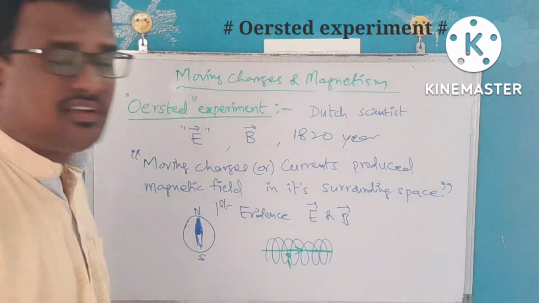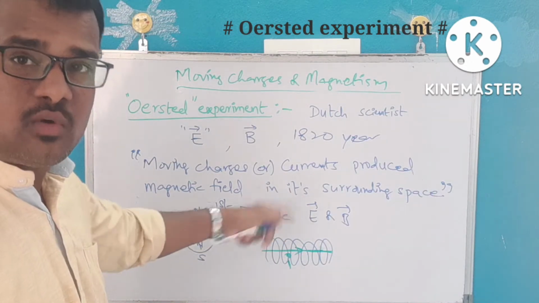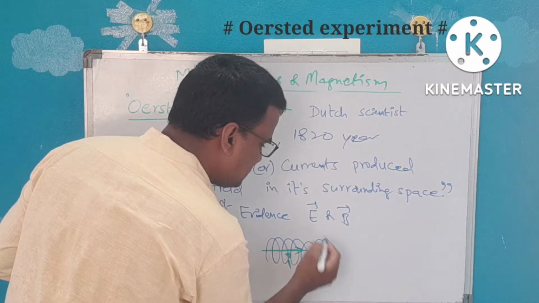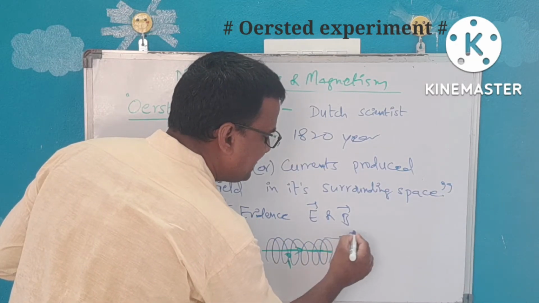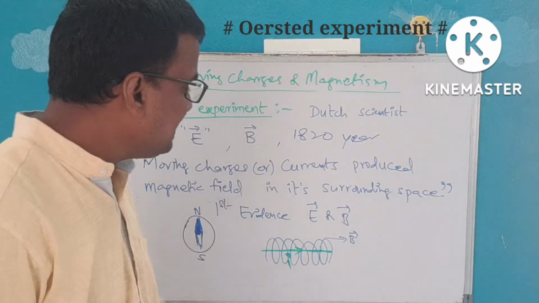So the magnetic field is generated everywhere around that wire, like this. This is called the magnetic field, B, and the current is I. The magnetic field is denoted by the letter B.